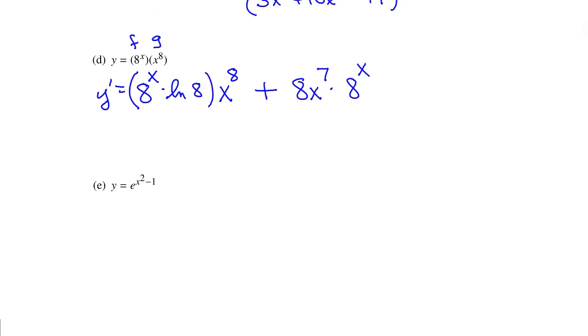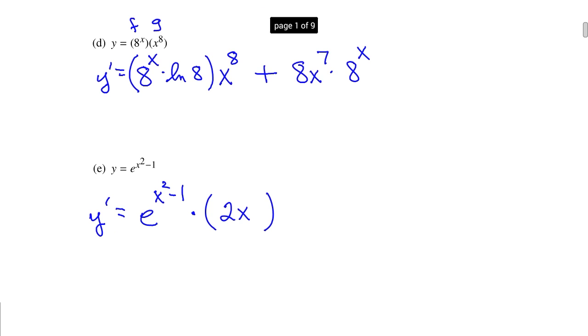Part E, y is equal to e to the x squared minus 1 power. We need to use the chain rule on this. So this is y prime is equal to e to the x squared minus 1 times the derivative of the exponent, which is 2x. Next page.